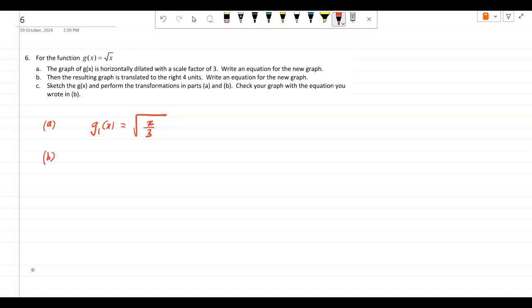Correct. Then the resulting graph is translated to the right 4 units. So -4. So what will you do? Root of (x minus 4) upon 3. Okay. Sketch the graph of g of x and perform the transformations a and b. Check the graph of this new equation that you wrote.